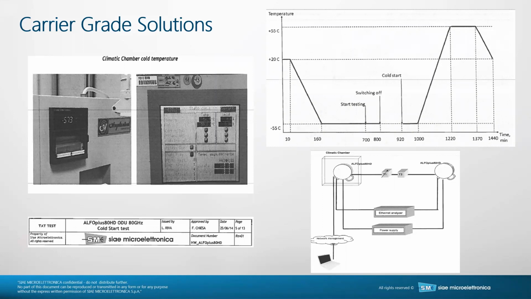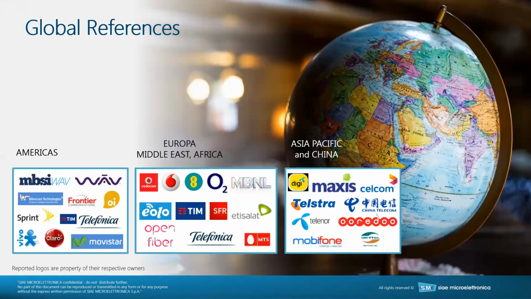All hardened carrier grade construction. No, we don't use plastic, metallized plastic or anything like that. So when you lift a CI radio, you'll see it's a very solid design. And there's some of the global references, customers that we've worked with throughout the world.